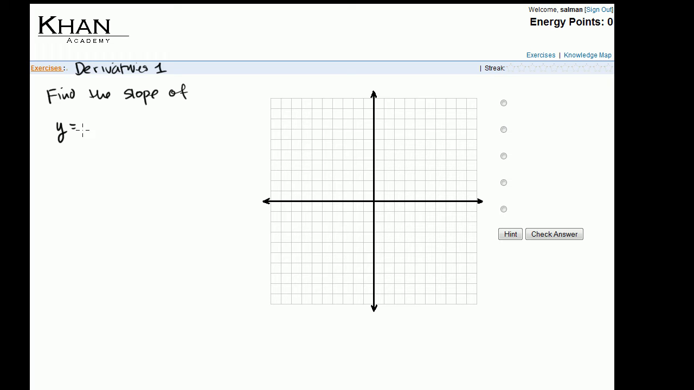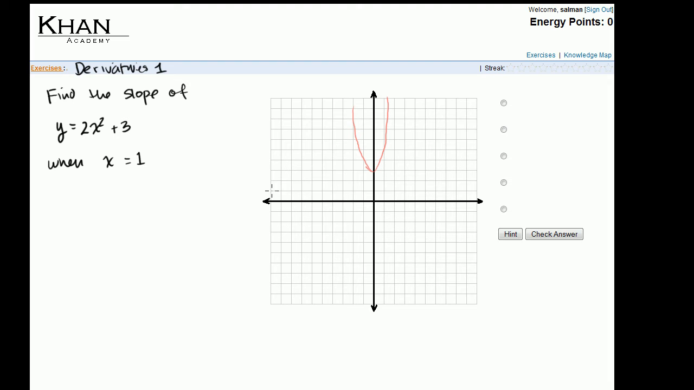So let's say we have y is equal to 2x squared plus 3. Find the slope of y is equal to 2x squared plus 3 when x is equal to 1. And right from the get-go, we should graph the equation. So 2x squared plus 3 will look like that. It goes up super fast, just like that.